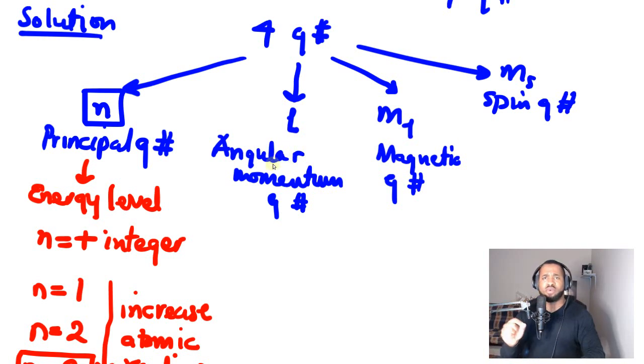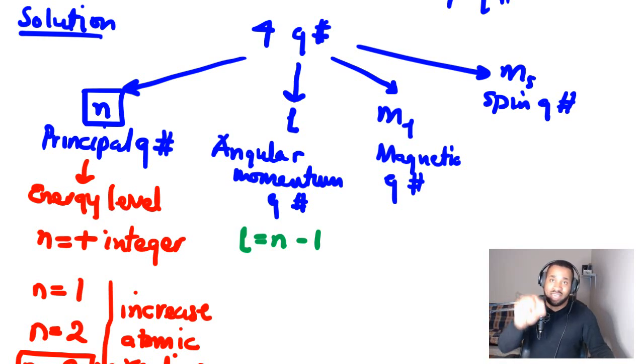And the next quantum number we're going to be looking at is angular momentum. The angular momentum quantum number is represented by the letter L, and this signifies the shape of the orbitals, those orbitals or sublevels present inside the energy level n. So we can establish the types of orbitals based on this formula: L equals n minus 1, where n is the specific energy level in question.